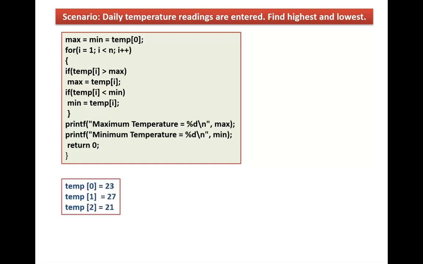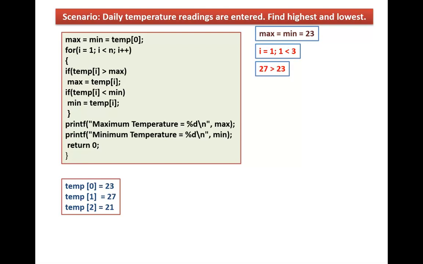So how should I understand this program logic? Remember, 23 is temp of 0, 27 is temp of 1, 21 is the value at temp of 2. So now temp of 0. What is temp of 0? 23. So max is equal to min is equal to temp of 0, which is 23. Run the for loop. i is equal to 1. 1 is less than 3.